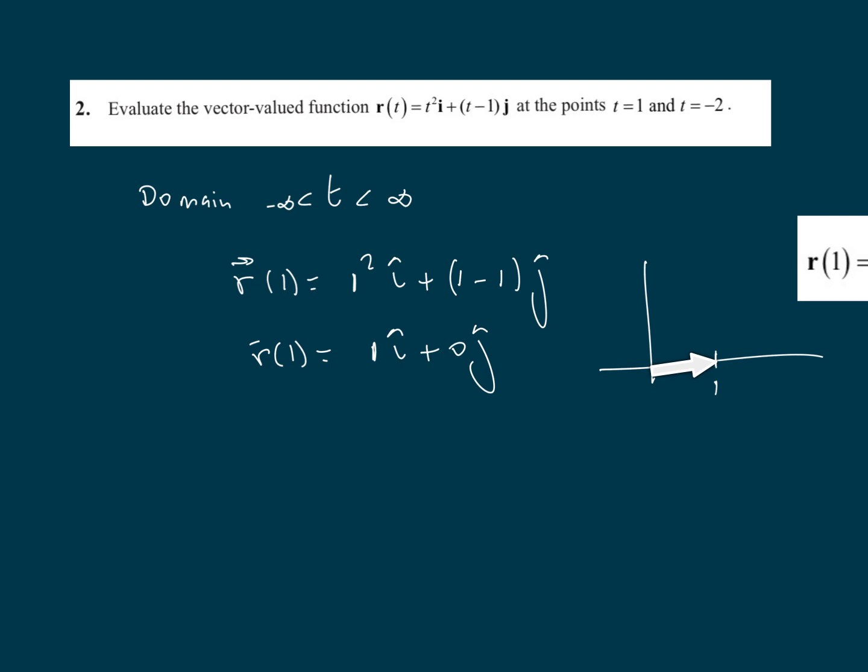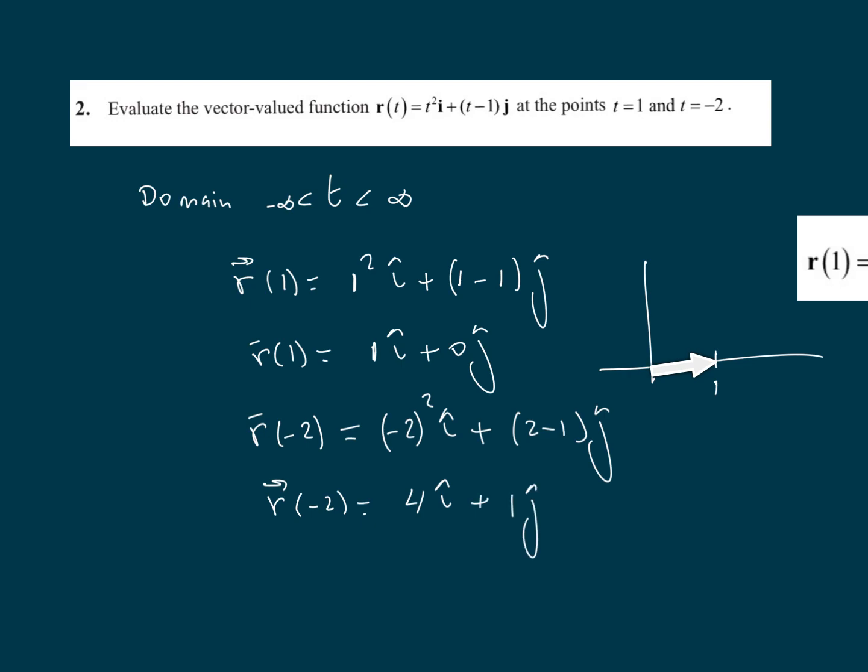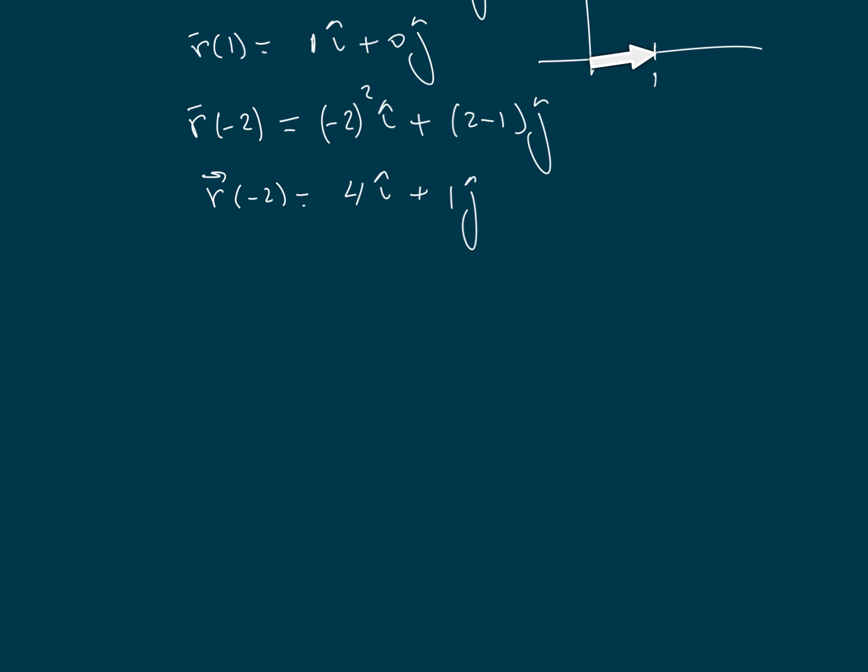Okay, what is r of minus 2? r of minus 2 is when t equal minus 2, and that is minus 2 squared i plus 2 minus 1 j. Or in other words, the vector r when the time t is minus 2 is 4 i plus 1 j. And if you want to graph this vector, it is the vector that has 4 i, so it will be something like this. Okay.